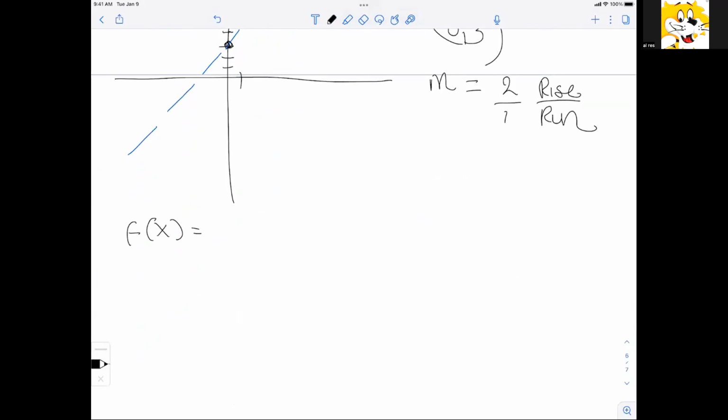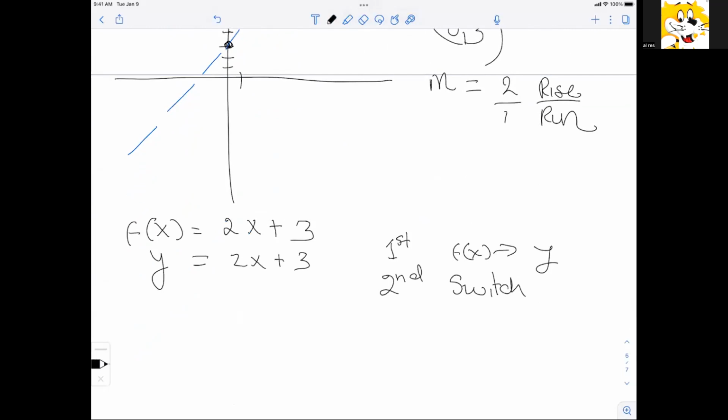Well, we're going to take the same problem. The first thing you have to do is change f of x to y. Then the second thing you're going to do is switch x and y. So where y is, now you're going to have x, and where x is, now you're going to have y. You see what I just did? I'm going to label it here. These got switched out, totally switched.